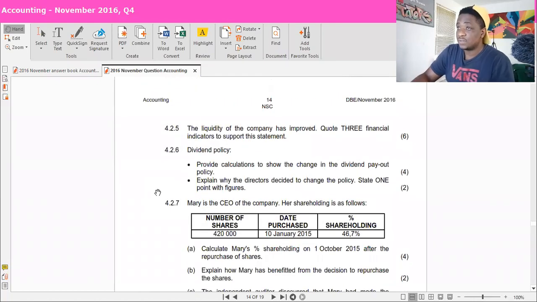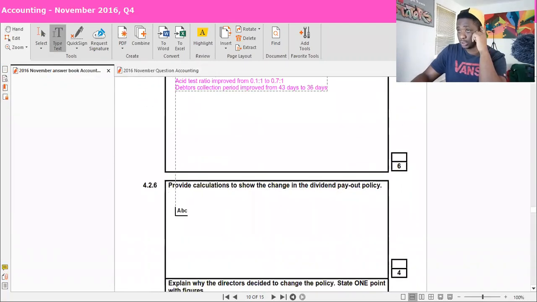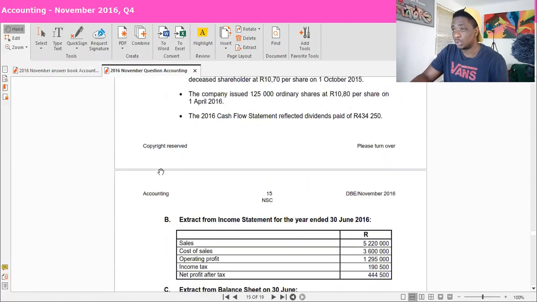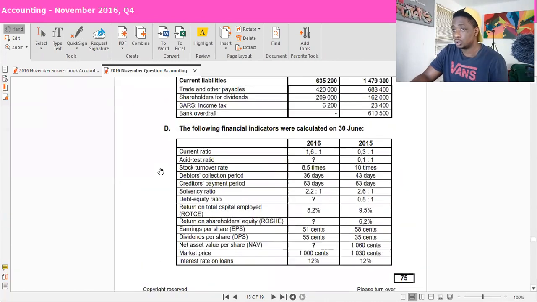They say the dividend policy, provide calculations to show how the change in dividend payout policy, explain why the directors decided to change policy, state 1 point with figures. All right. So let's go through these calculations. You know the dividend payout is basically the dividend per share divided by earnings per share. So that's the payout ratio that you do. So if we go and look at our ratios, let's look at the ratios.